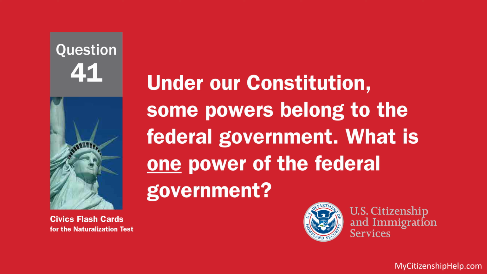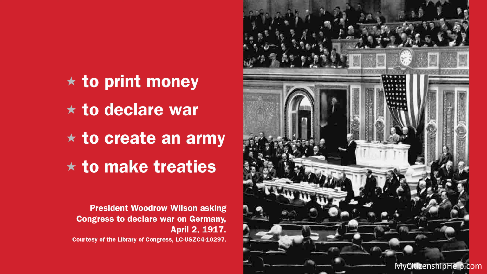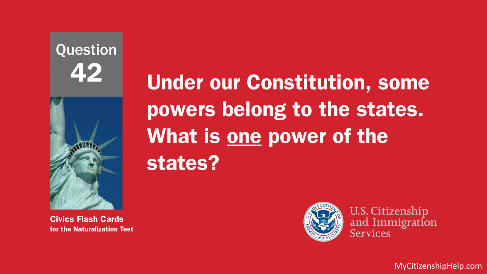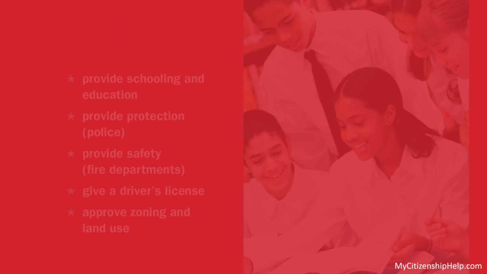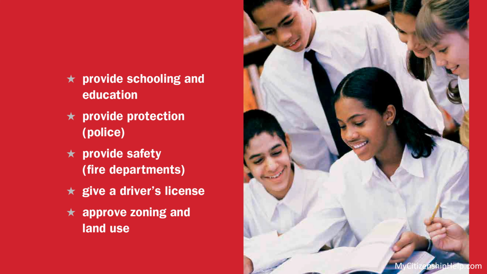Under our Constitution, some powers belong to the federal government. What is one power of the federal government? To print money. To declare war. To create an army. To make treaties. Under our Constitution, some powers belong to the states. What is one power of the states? Provide schooling and education. Provide protection, police. Provide safety, fire departments. Give a driver's license. Approve zoning and land use.